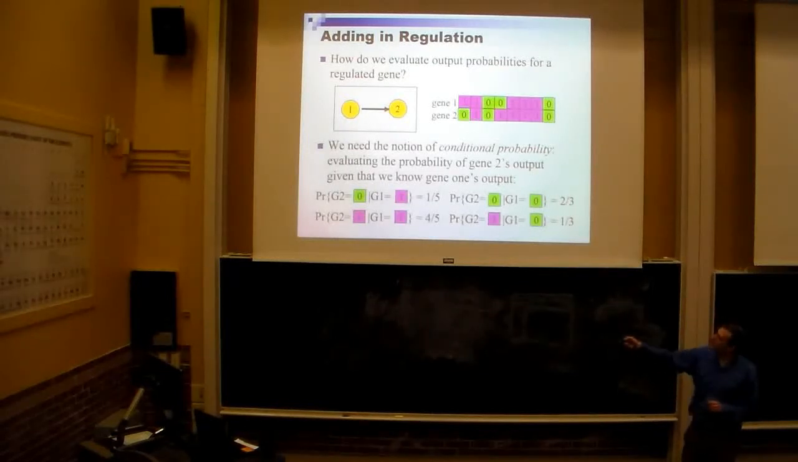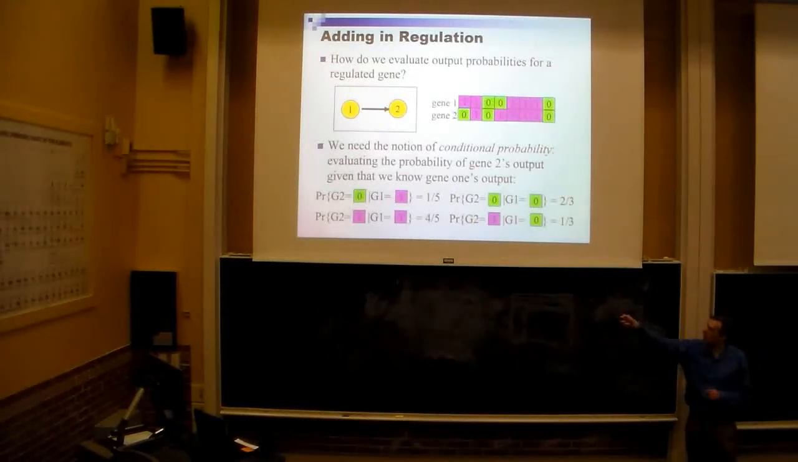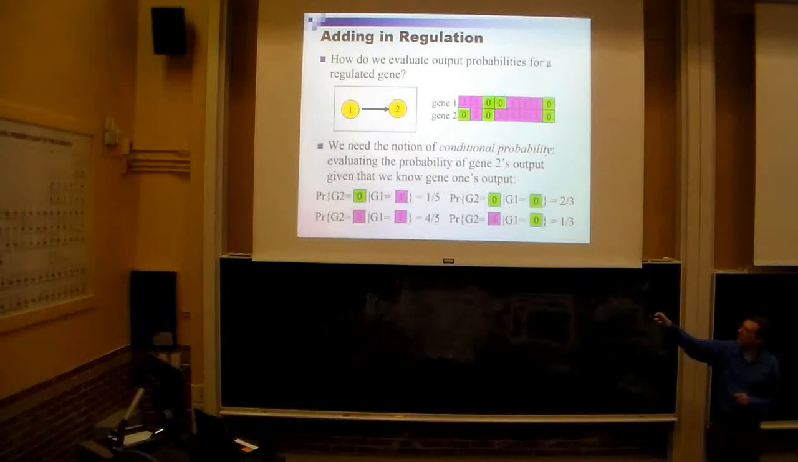All right, so if the conditional probability of gene 2 being 0, given that gene 1 is 1, is 1/5, then the probability of gene 2 being 1, given that gene 1 is 1, has to be 4/5. So of the 5 times that gene 1 is 1, gene 2 is 1 4 of those 5 times. So this is 4/5. And the same logic applies for figuring out the conditional probability of gene 2 taking on 0 or 1, given that gene 1 takes on 0.